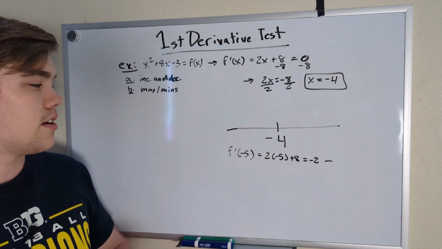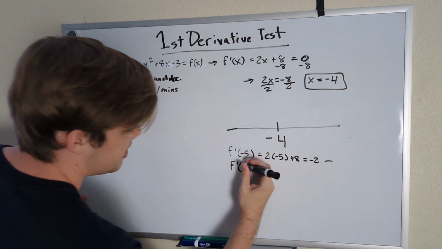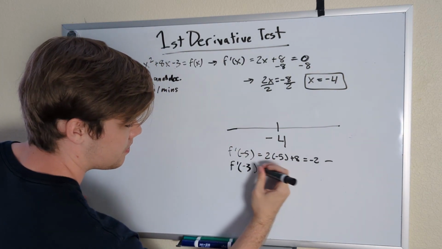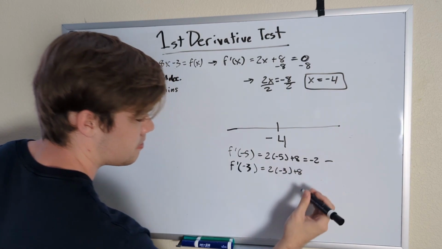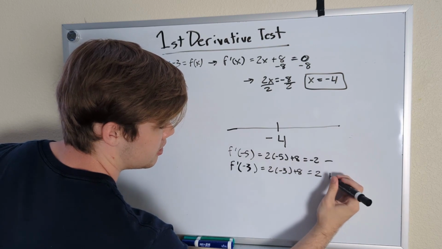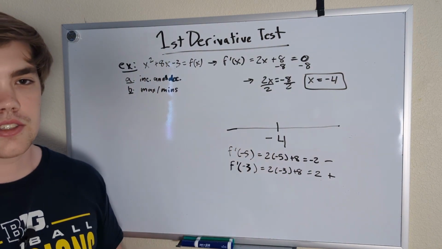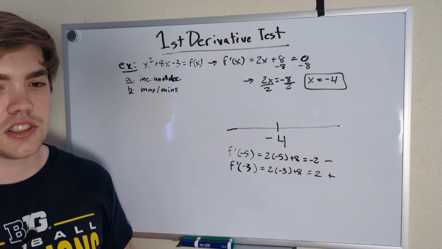Now we just need to plug in one number that's greater than -4. For this example, we'll use f prime of -3. It's just slightly above it, just like how -5 is slightly below it. This is equal to 2 times -3 plus 8, which is equal to positive 2, which is positive. So on the left-hand side of negative 4, or on the negative side, this function is decreasing, but on the right side, or the positive side, this function is increasing.